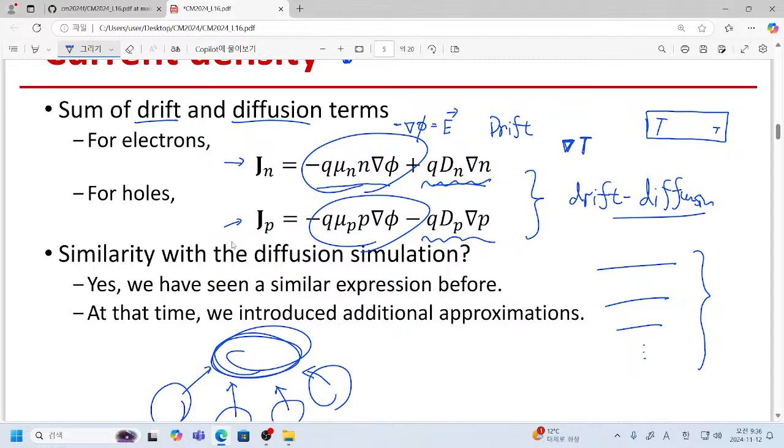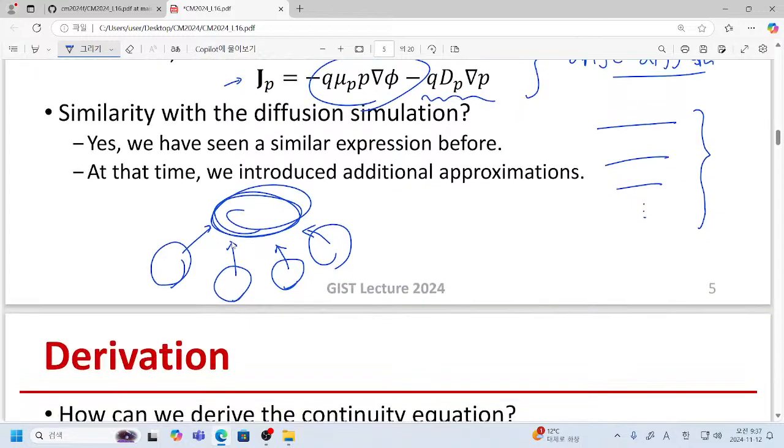However, in this case, you don't consider this temperature gradient. It means that actually your equation cannot be applied when the temperature profile varies across our simulation domain. So, for example, let's just come back to our conventional MOSFET.